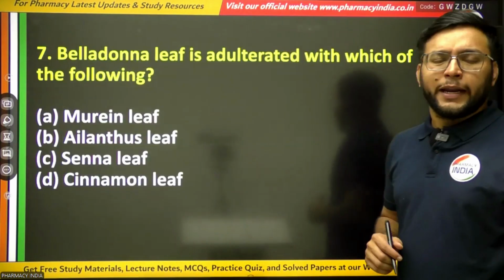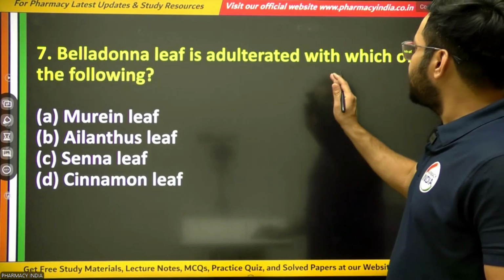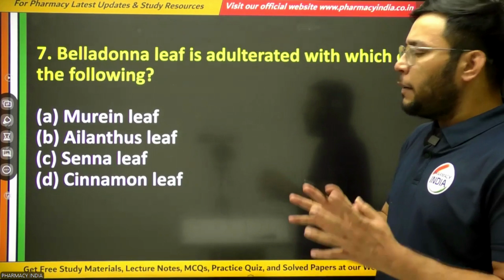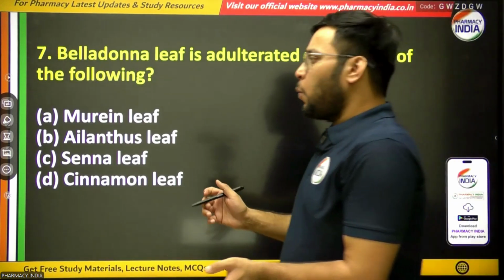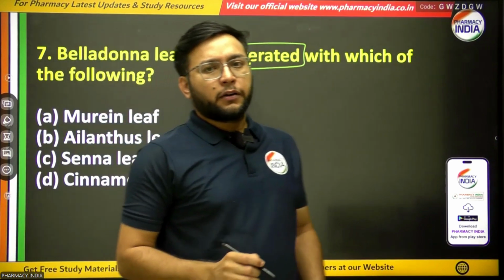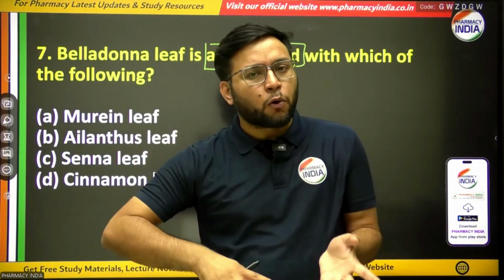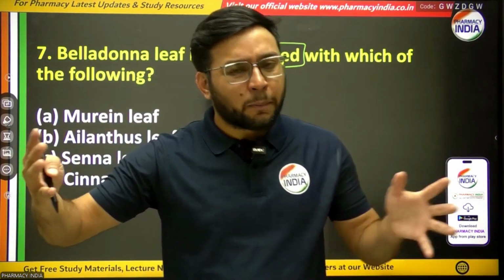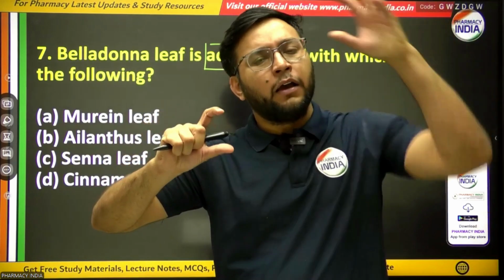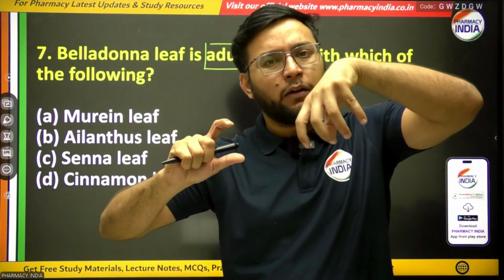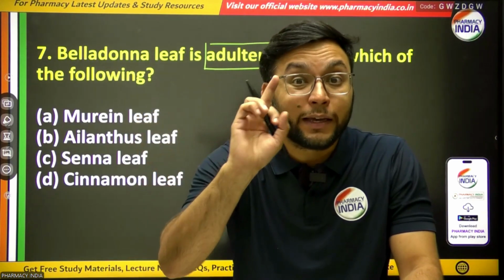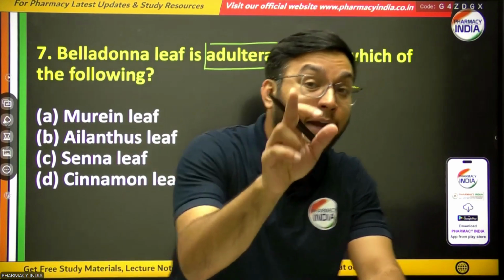Now, coming on to the next question: belladonna leaf is adulterated with which of the following? What do you understand by adulteration? Why do we do adulteration? To decrease the quality and to increase the quantity. Suppose we have 1 liter of milk and I add 1 liter of water to it. Quantity automatically increases, but quality decreases. Yes, this is adulteration.